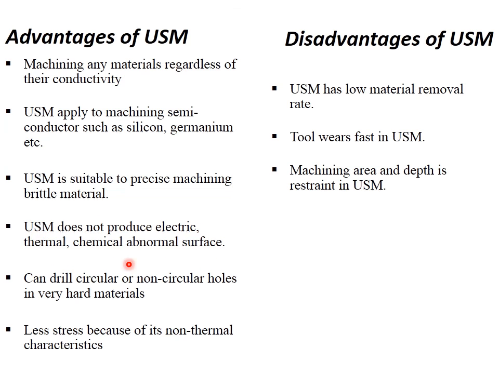Then this advantage gives you an idea about the properties of the machined component after USM. If I do ultrasonic machining, I do not have to worry about the mechanical property of the machined component. Why? Because there is no electricity produced at the workpiece interface, no thermal degradation or temperature rise, and no chemical abnormal surfacing. So a component produced by ultrasonic machining has minimum or no metallurgical changes after machining.